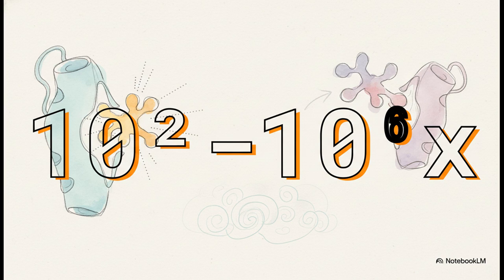And here is the big payoff. These decoys, these transition state analogs, they bind to their enzymes anywhere from 100 to 1,000,000 times more tightly than the actual substrate does.